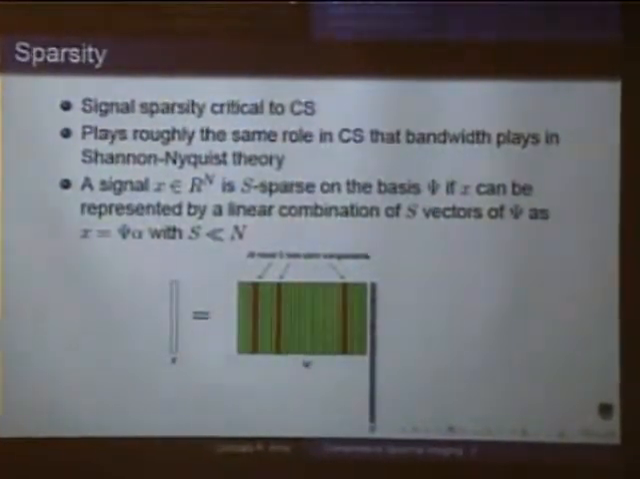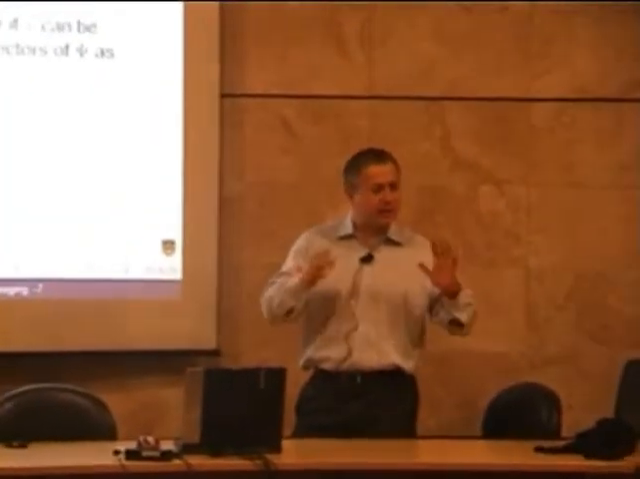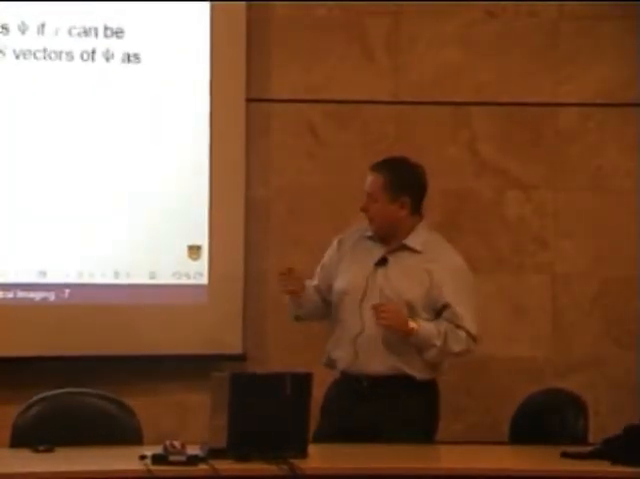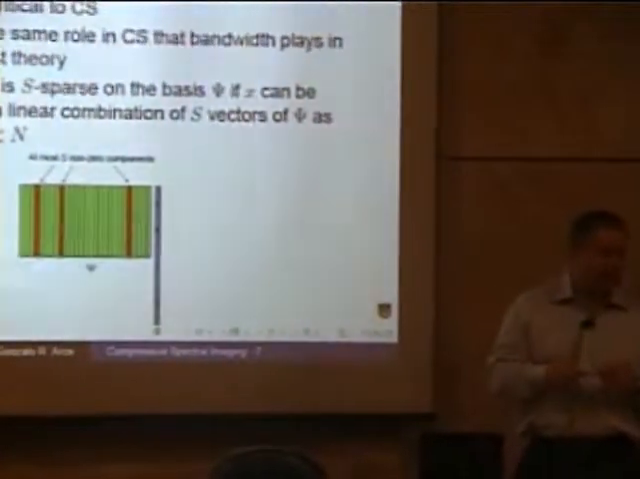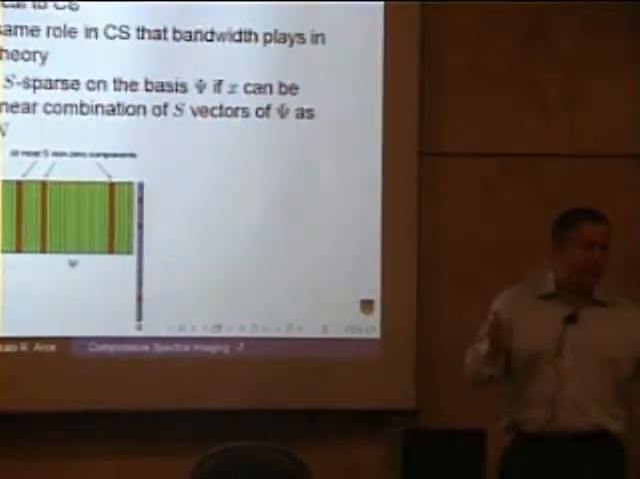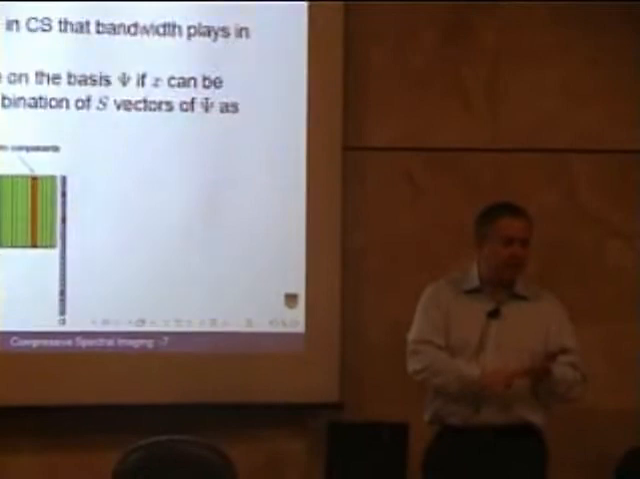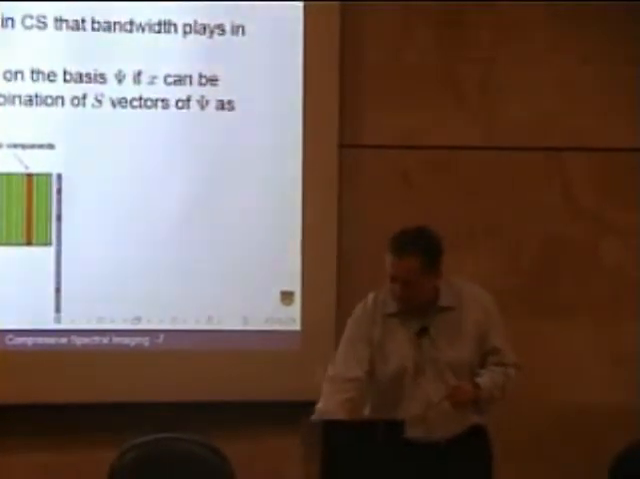So that's the whole scenario. We have many signals that are sparse in nature, and you only need a few coefficients to represent the signal almost exactly. And the examples are many. You have video, you have imagery, you have sound, speech, etc. There are many signals that occur in nature.